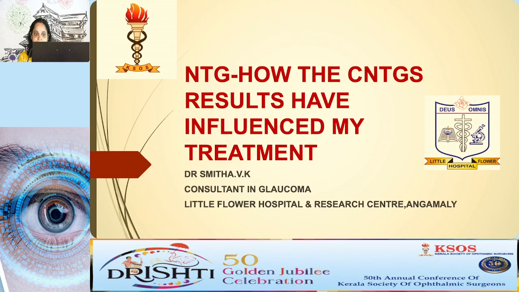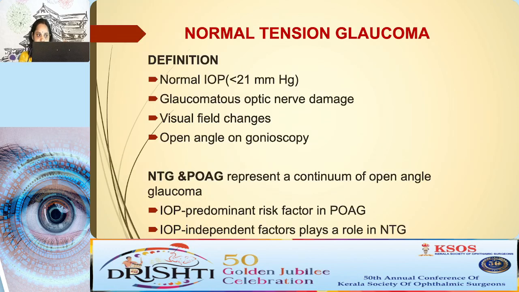My topic is NTG, how the CNTGS results have influenced my treatment. In normal tension glaucoma, the IOP is less than 21 millimeter mercury with a glaucomatous optic nerve damage, visual field changes, and an open angle on gonioscopy. NTG and POAG represent a continuum of open angle glaucoma, where IOP is the predominant risk factor in POAG, while IOP independent factors play a role in normal tension glaucoma.